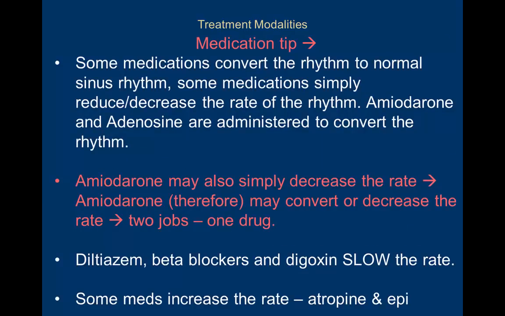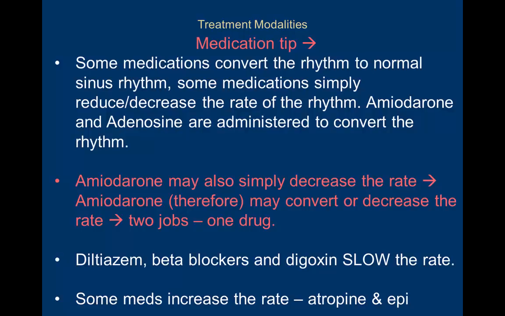Note, this is a medication tip. It's very important to note that there are some medications that convert the rhythm, and then there are some medications that simply reduce the rate of the rhythm. And when we look at two drugs, amiodarone and adenosine, these drugs are administered to convert the rhythm. And adenosine will do the exact same thing that a shock will do. You give adenosine, the patient will go flatline for a short amount of time, and then hopefully their SA node will reboot, and they'll convert to sinus rhythm. So remember, amiodarone and adenosine are drugs that are given to convert rhythms.